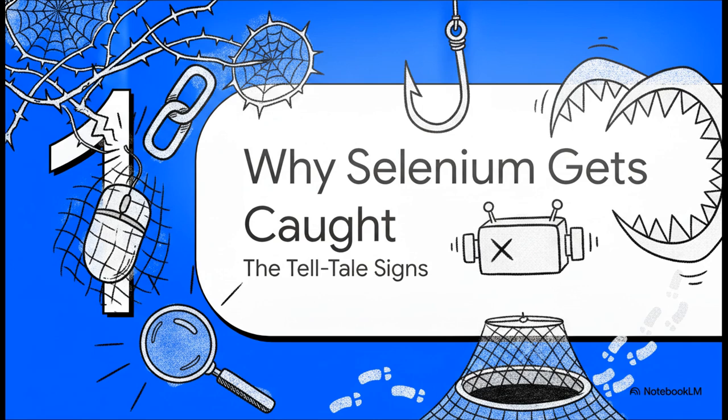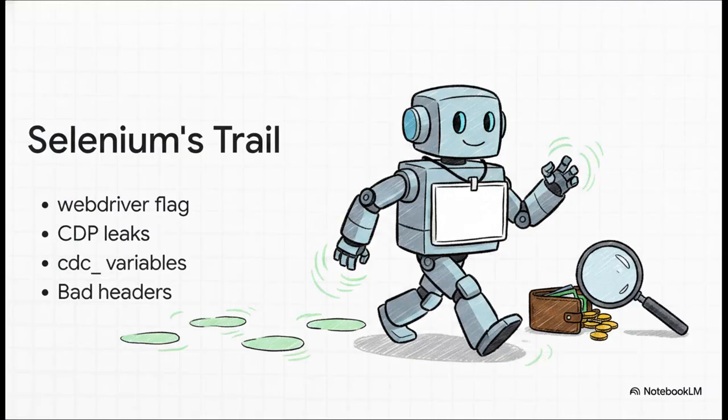Section 1. Why standard Selenium gets caught. The telltale signs. Okay, so standard Selenium essentially wears a massive, glowing name tag that just screams, "Hey, I am an automated bot." It leaves behind a huge trail of digital artifacts. The biggest offender? The navigator.webdriver flag. That's a built-in browser property that literally defaults to true when you're automating. Major anti-bot systems, think Cloudflare or Datadome, they spot this in absolute milliseconds.